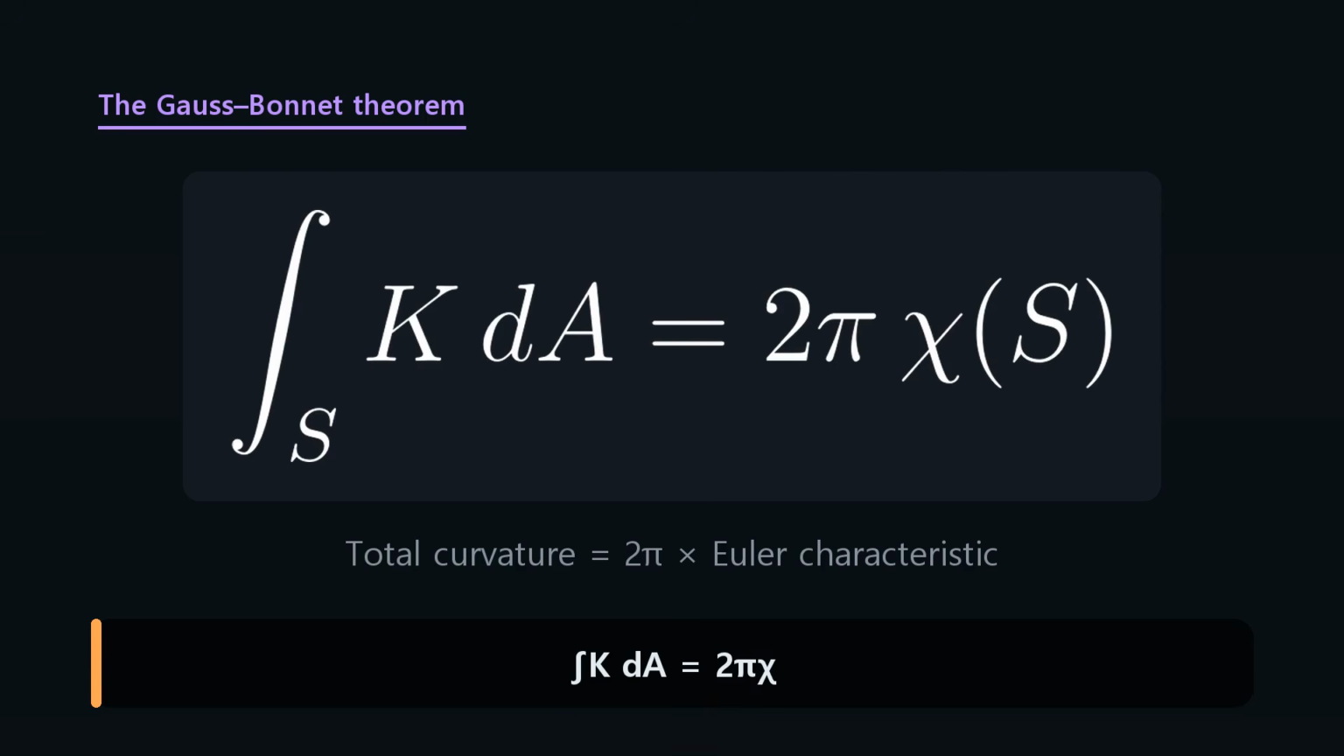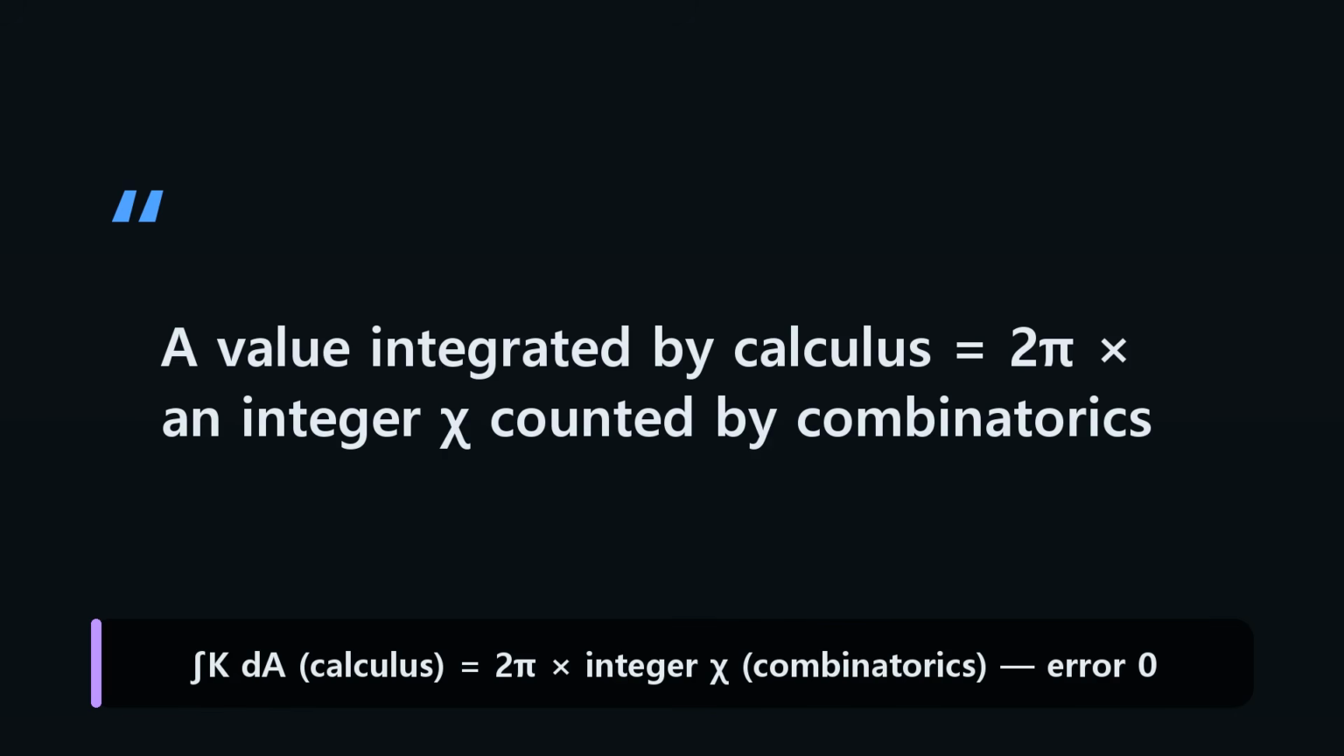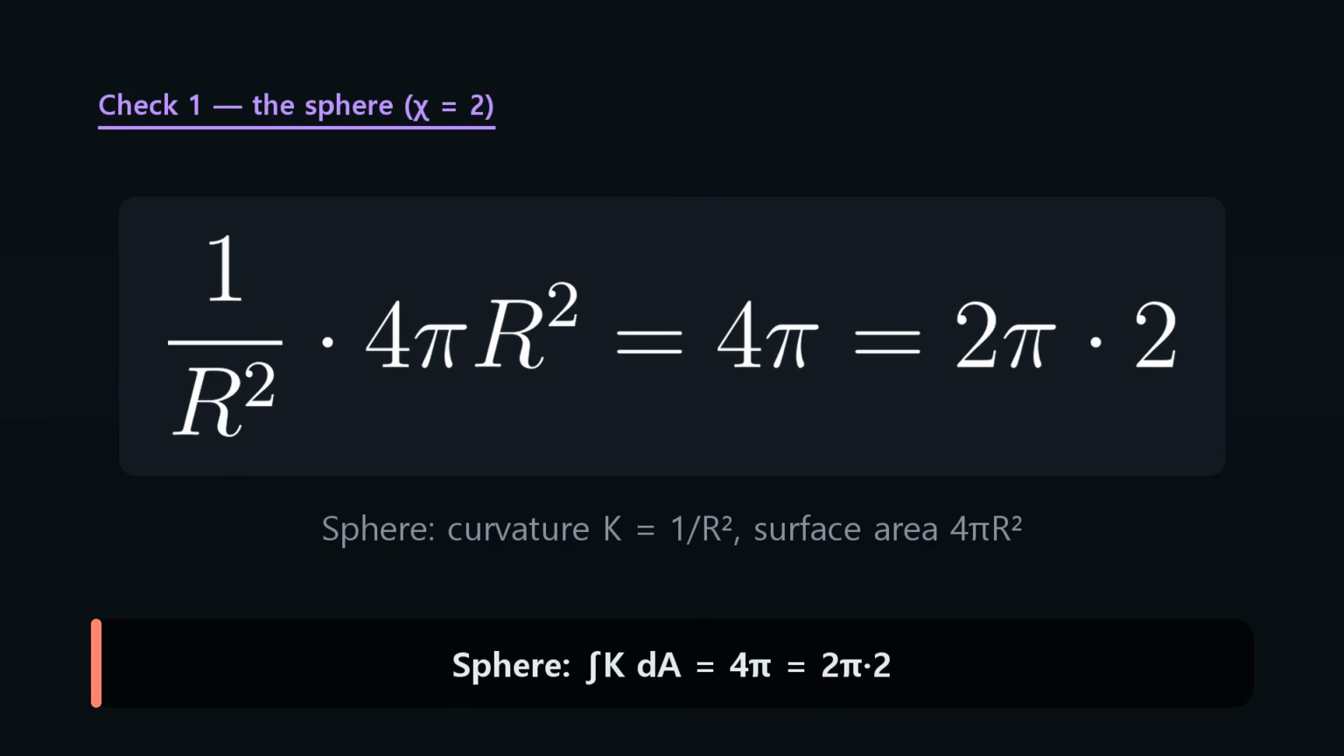The result is the Gauss-Bonnet theorem. Integrate the curvature over the whole surface and you get 2 pi times chi. It's staggering. The integral of the curvature is exactly equal to 2 pi times an integer you got by counting points, lines, and faces. A sphere of radius r has curvature 1 over r squared at every point.